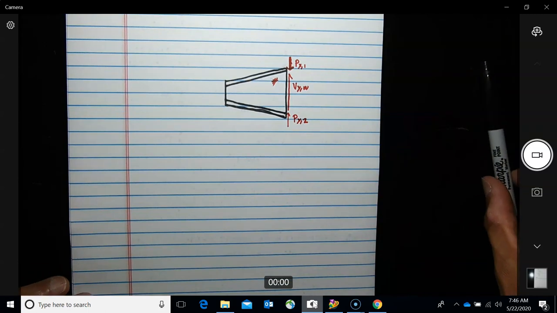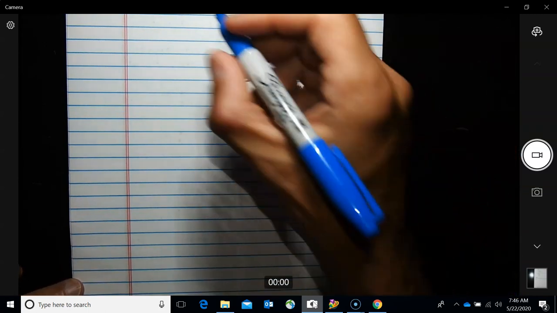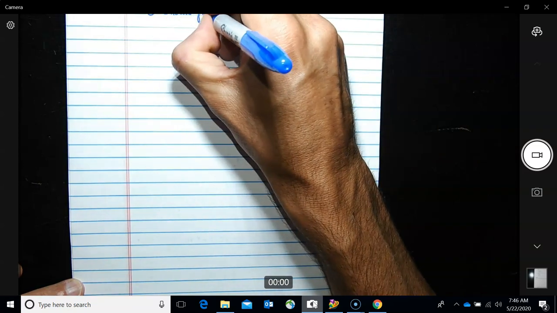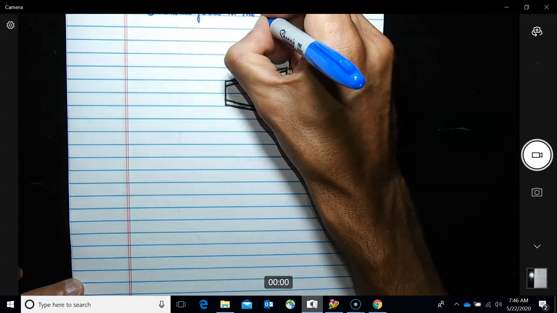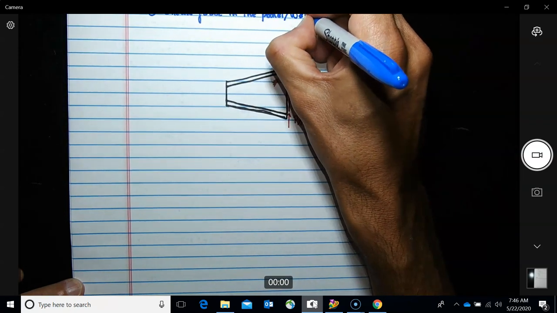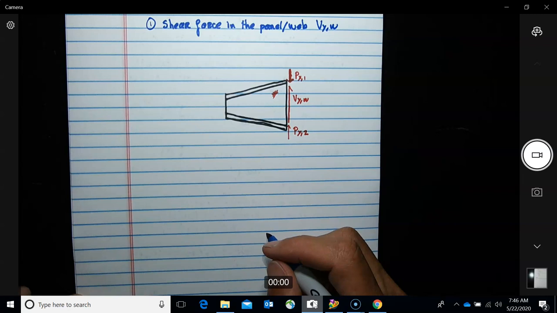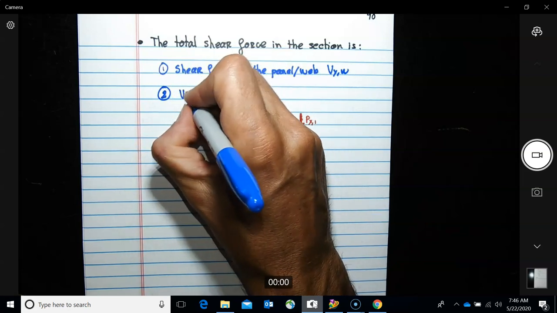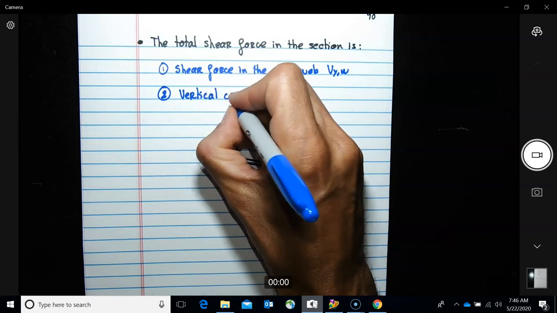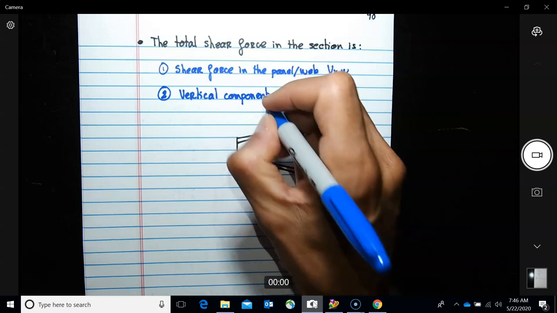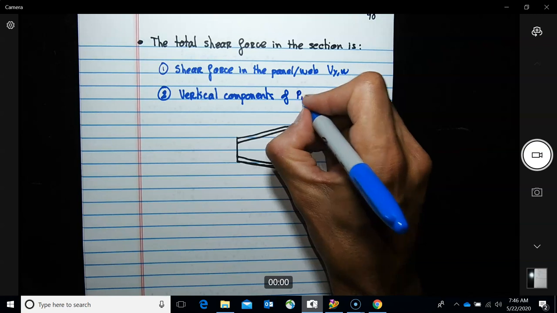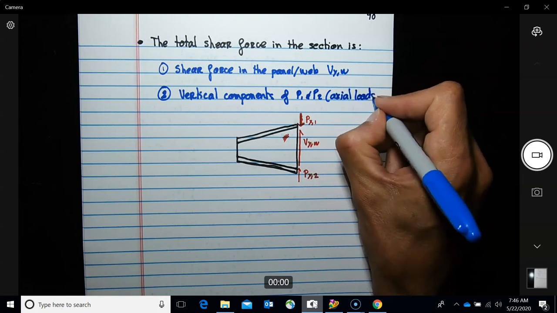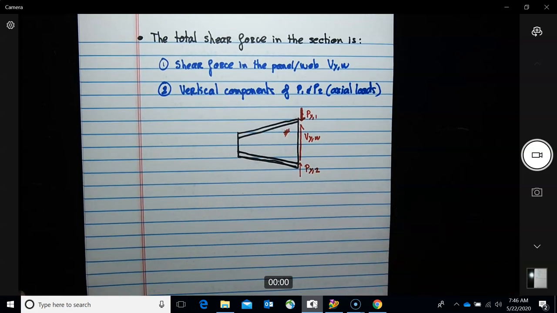Okay, so basically you have one component that is first one, shear force in the panel slash web, which is VYW, okay, the first component. And the second one would be due to the vertical components of P1 and P2, which are basically the actual loads on the flanges. Okay. So again, these are not equations that work all the time.